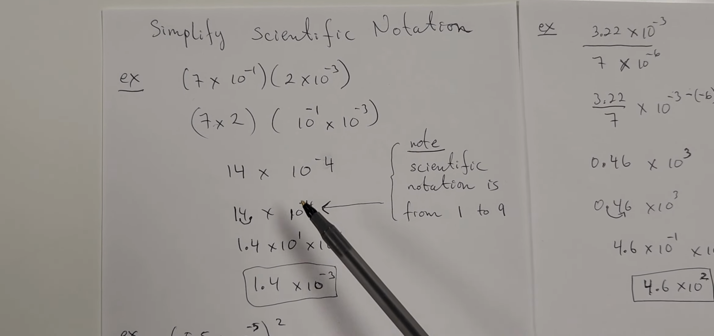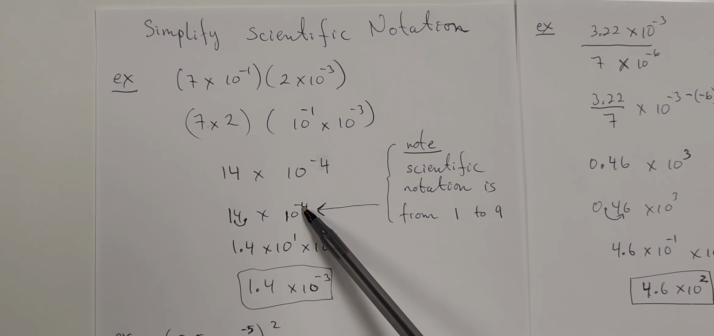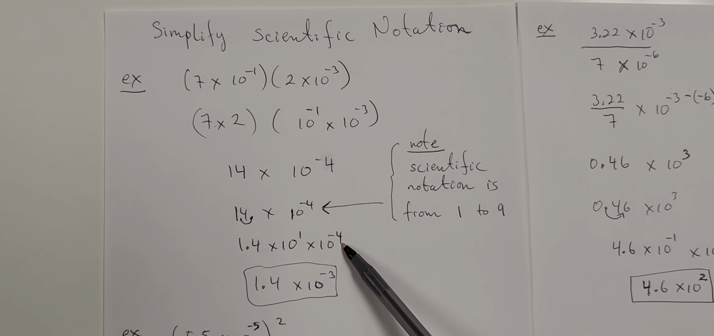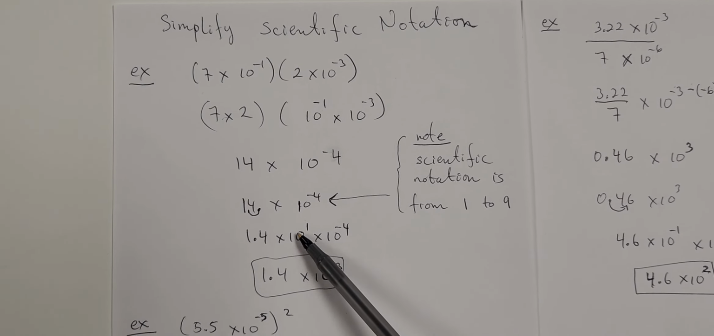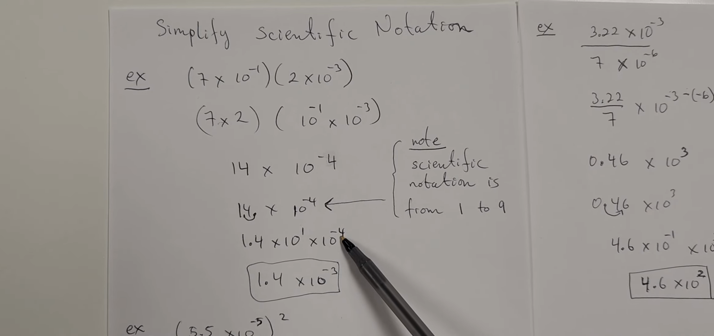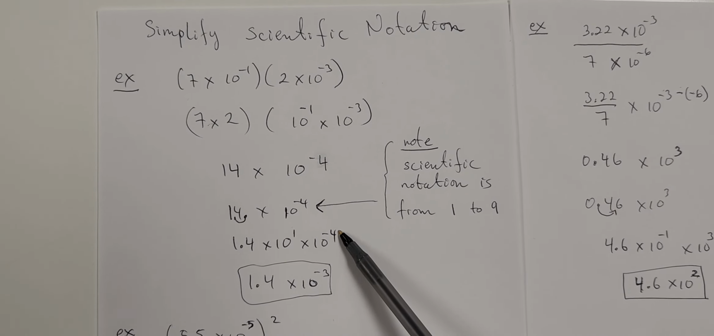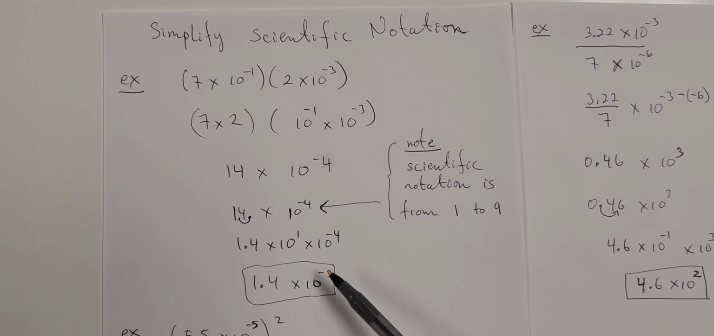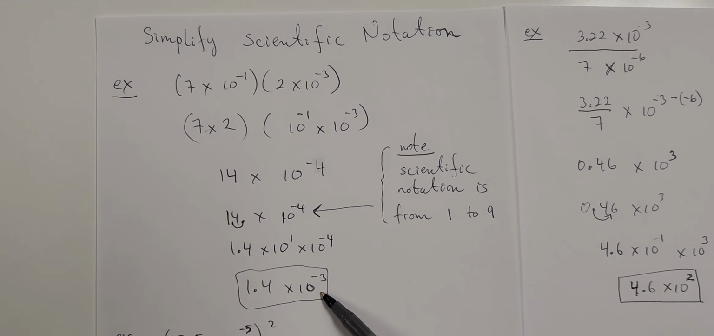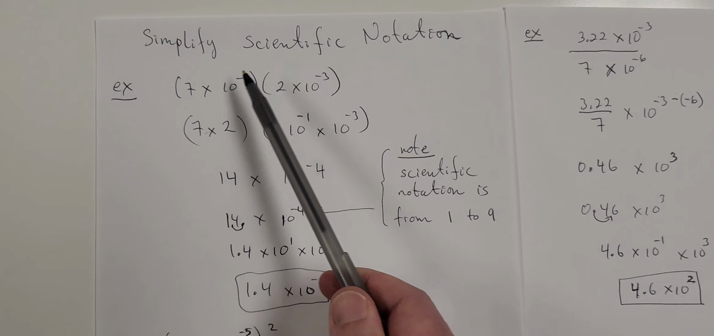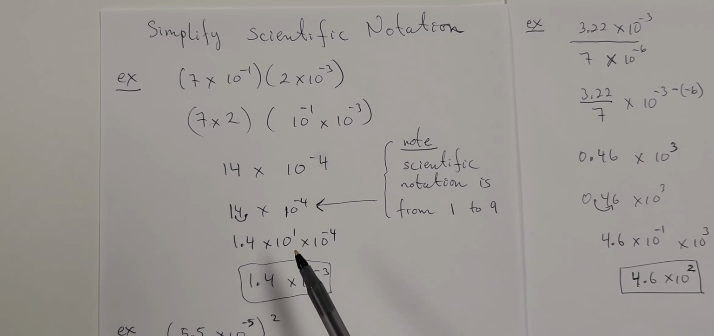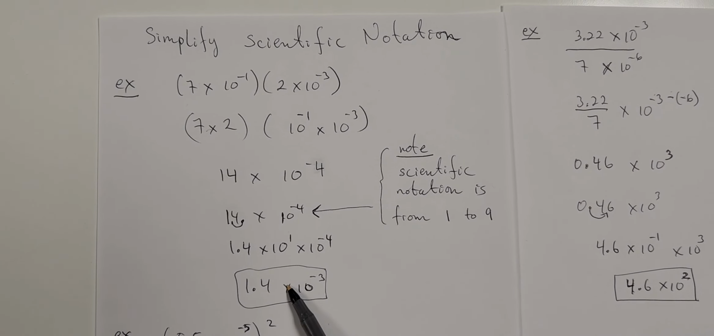Okay? Next, this -4, we didn't do anything to it, so we bring it straight down. However, we can add these two powers together, so I have 1 plus -4 gives me -3. And this is our final answer. So multiplying two scientific notations, this is the answer.